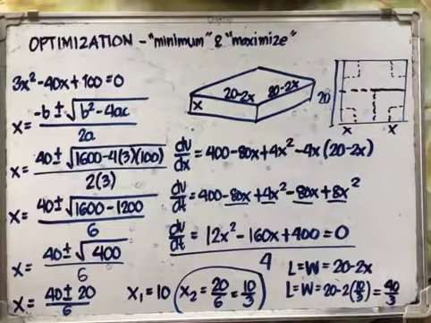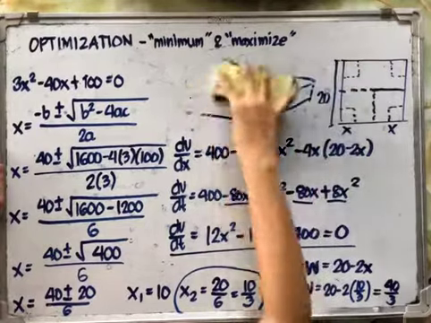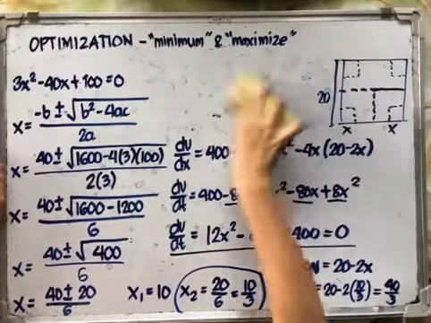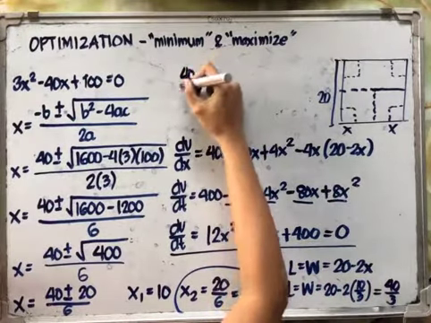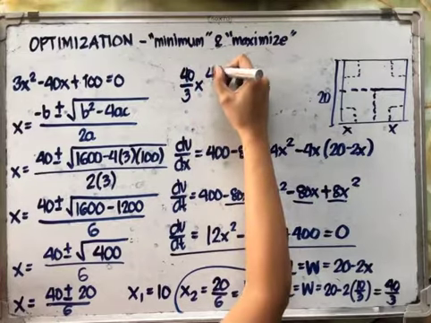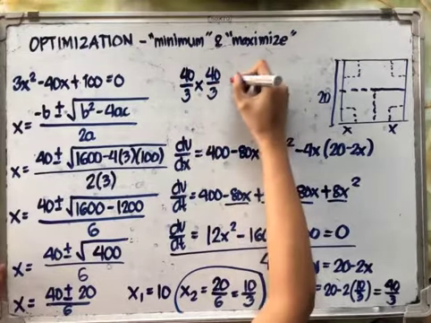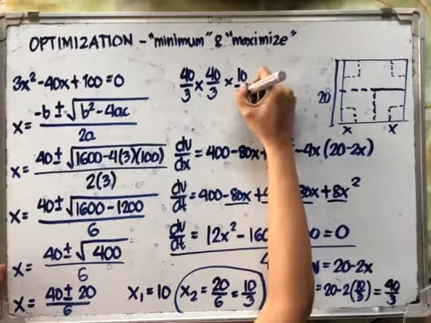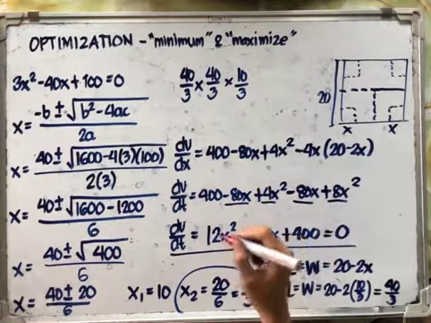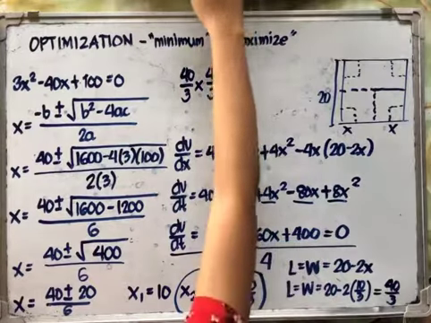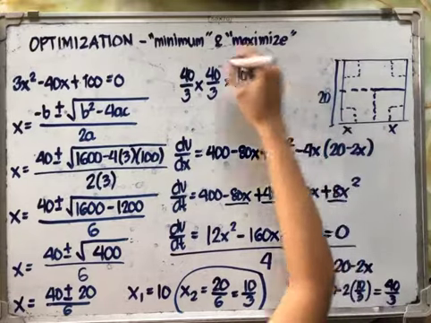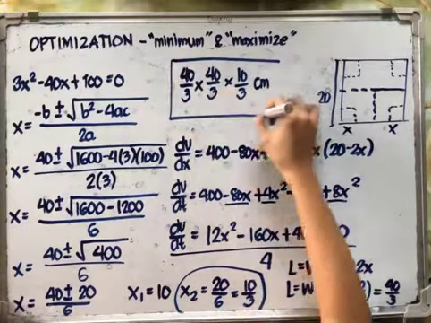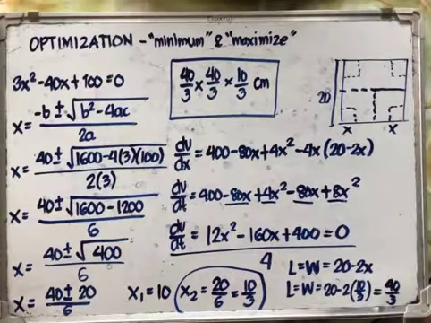Okay? So, to give you the entire answer, I'll just write it here na lang. Our complete answer is, we have a box that is 40/3 by 40/3 by 10/3. And this is in the unit. We have a unit given from our problem. We have cm. Okay, that's our final answer.